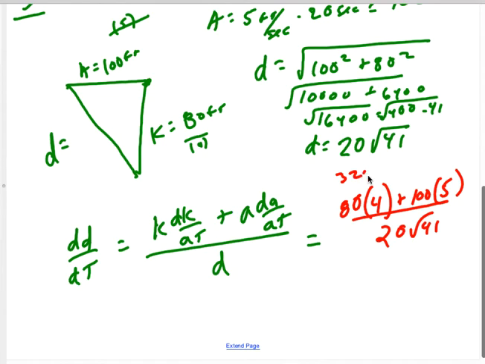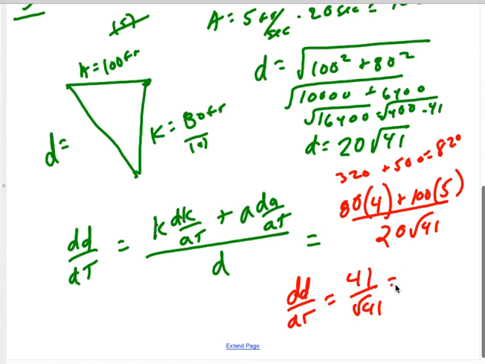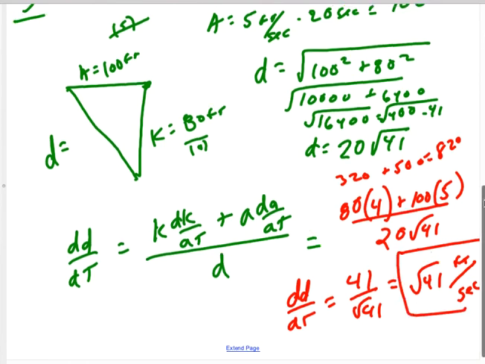This is 320 and 500, which is 820. 820 divided by 20 is 41. So I end up getting that dD/dt is 41 over root 41. Or if you rationalize, that just comes out to be root 41. Because if you multiply by root 41 over root 41, you get the 41s canceling. And that would be in feet per second in this problem. Sorry, couldn't see the thing at the top.